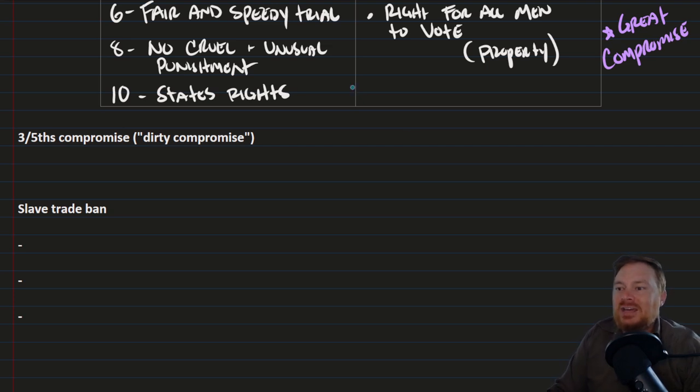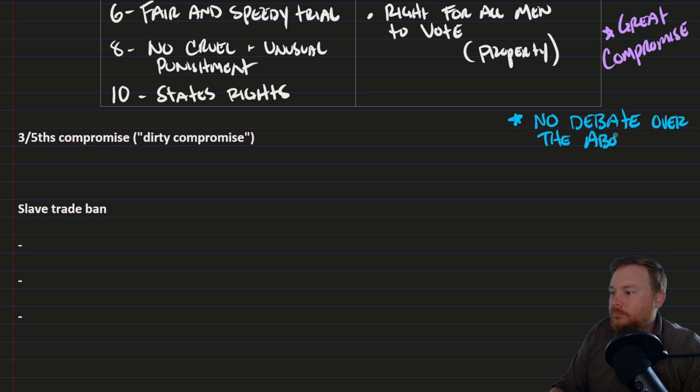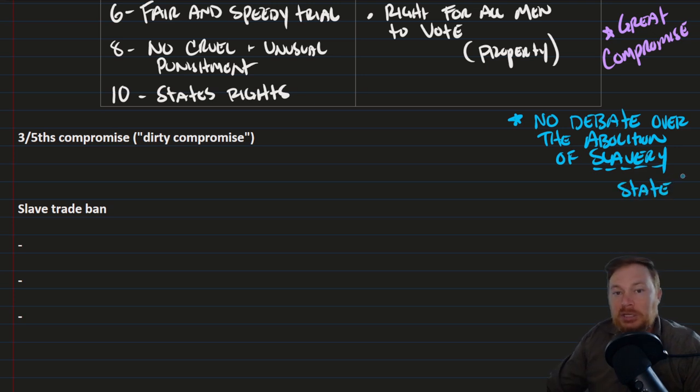Now, it's important to note that at the Constitutional Convention, you had members from the northern states, you had members from the southern states. And in terms of what they argued about, what they did not argue about was that there was no debate over the abolition of slavery. So they weren't there to talk about would slavery continue to exist. That was typically something that they regarded as being in the realm of the states, right? If one state wanted to be free, they could do that. If one state wanted to be a slave state, they could also do that.